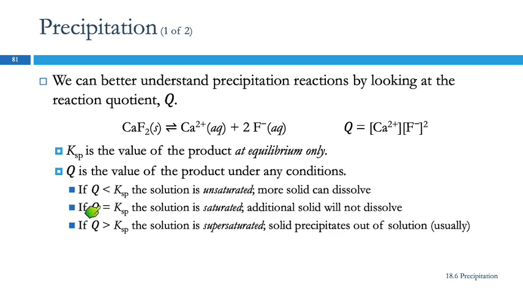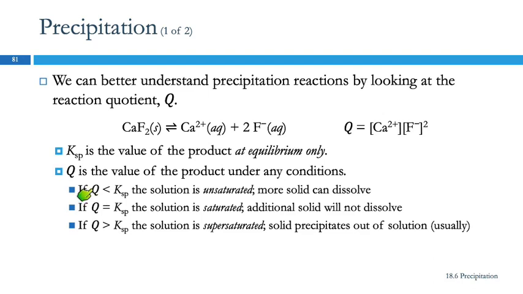So if Q is equal to KSP, that means the solution is saturated. You have the maximum amount of ions that can be dissolved in that solution. So if you add more solid, it's not going to dissolve, it's just going to sit there.